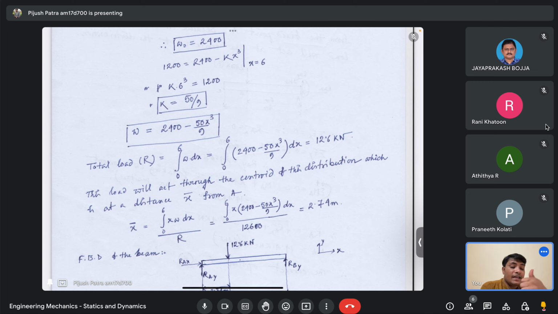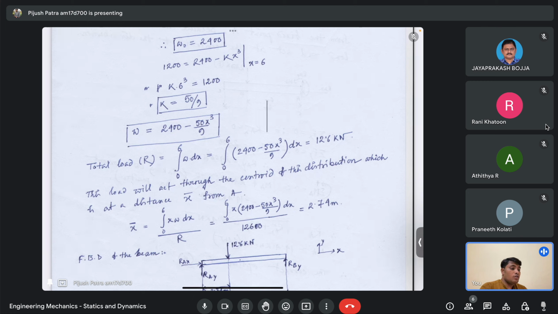So W naught and K you can easily calculate from the given boundary conditions. At point A and point B you have already been given the load in terms of Newton per meter. So from that you can calculate what W is. W varies in this fashion: 2400 minus 50 by 9 x cube. This is how W looks.